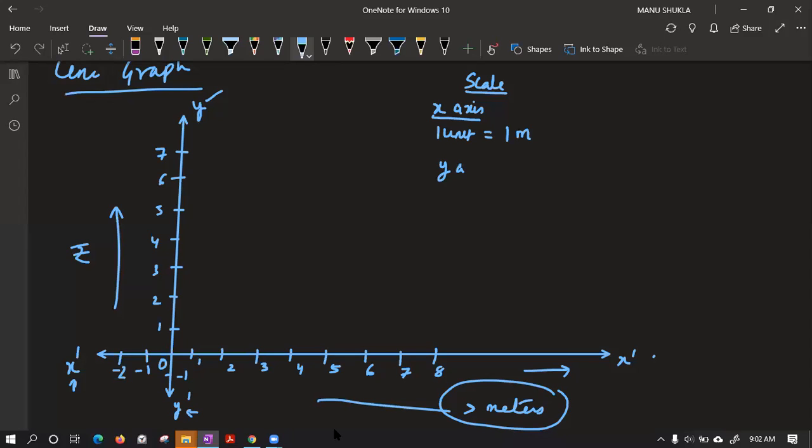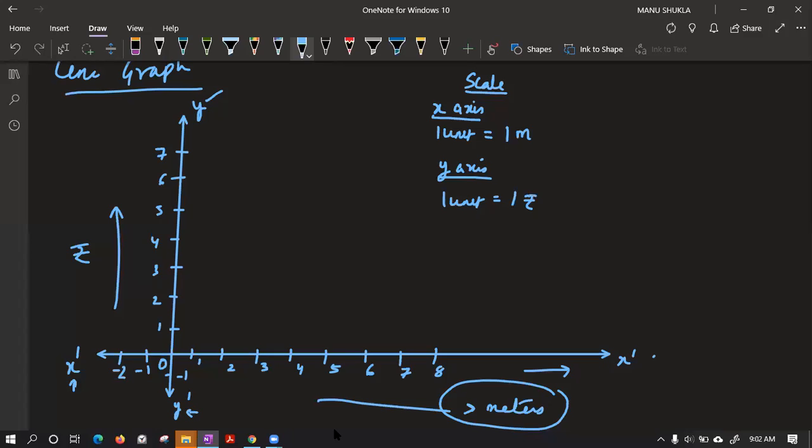Similarly, on the y-axis, what is the scale? 1 unit equals how much? Please tell. On the y-axis, 1 unit equals how much? Yes, it is 1 rupee. So that is the thing of scale.